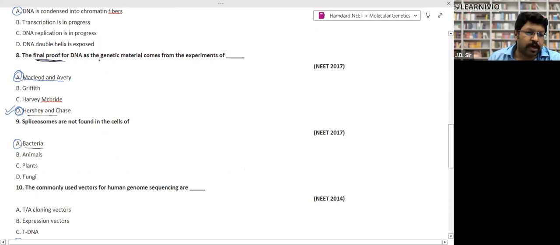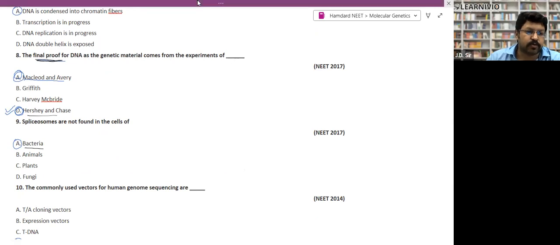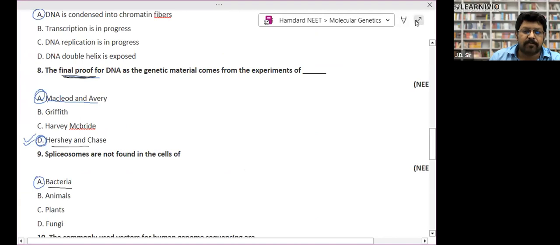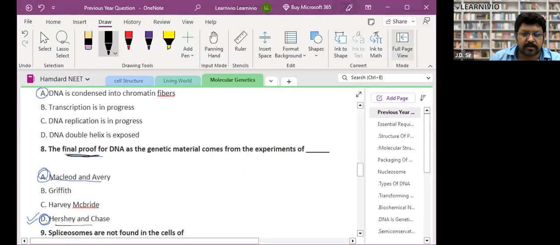The final proof for DNA as a genetic material comes from the experiment of Avery, MacLeod and McCarty or Hershey and Chase. Which one? Hershey and Chase. Exactly. In 1952 it became evident that DNA is genetic material, right? Okay.